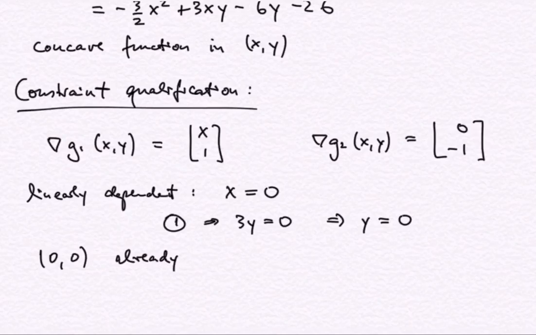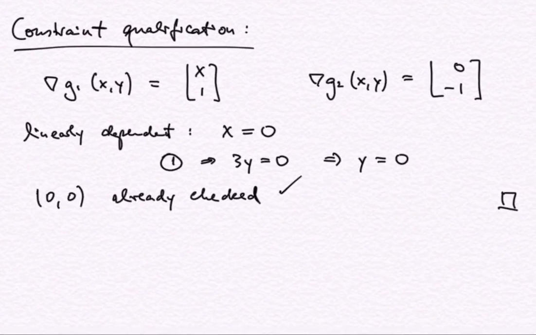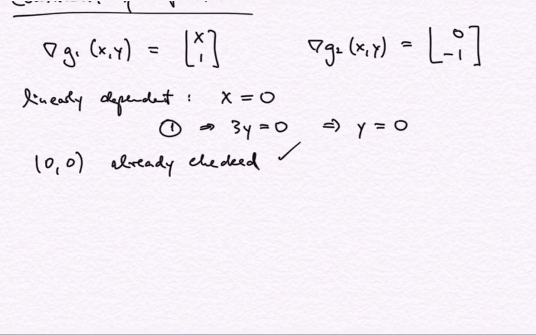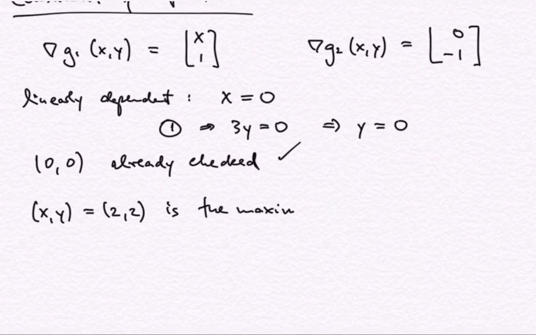The objective function value is 0 here, certainly less than our maximum value of 20, and so the points where constraint qualification breaks down do not give any higher function value, and so we have identified our maximum. Or maybe I should write this down before I close the case. So we have therefore established that the point (x, y) equal to (2, 2) is the maximum of f given the constraints.